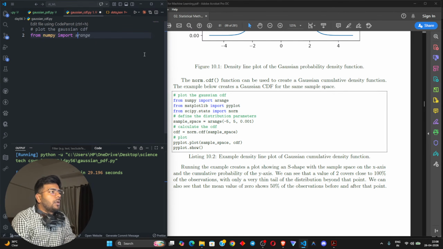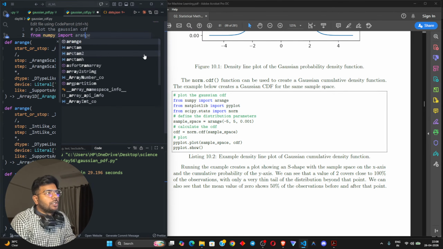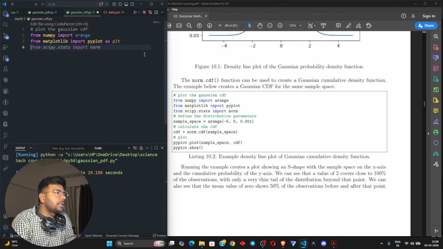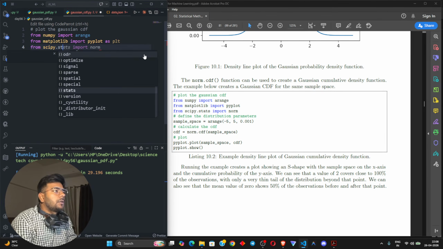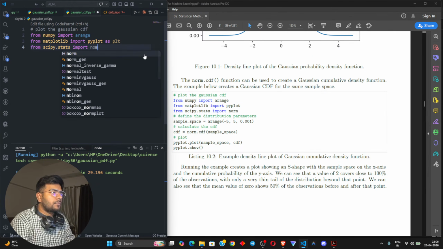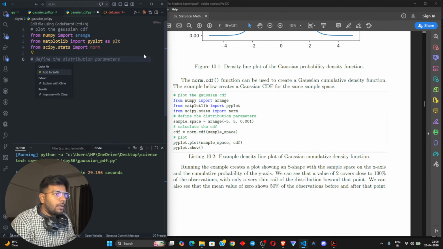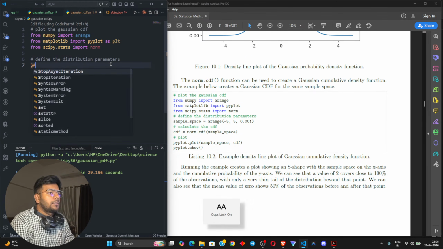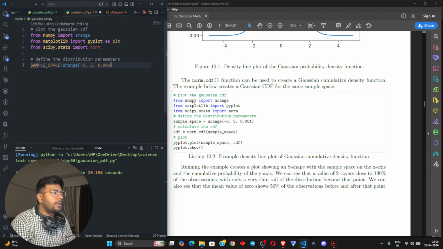NumPy import arange, from matplotlib import pyplot as plt, from scipy.stats import norm. अब हम करेंगे define the distribution parameters, sample space.